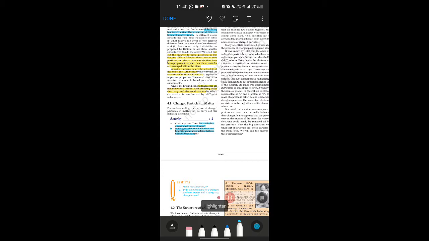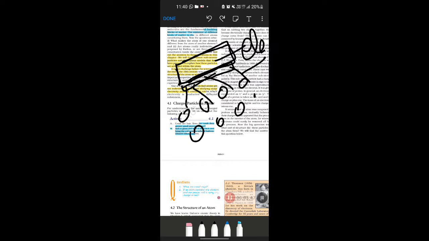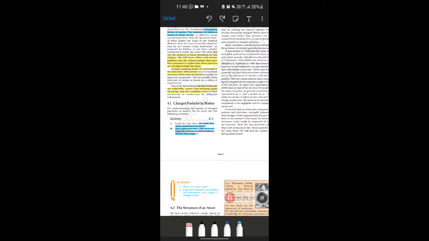So now let's start with another para of this chapter. I hope you all are understanding this. Now you can see, here it is.